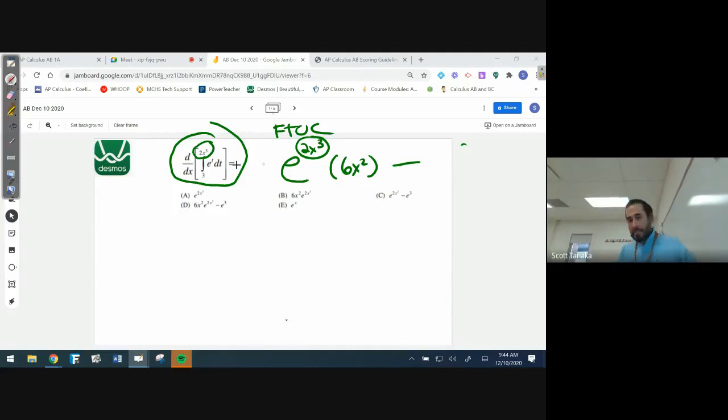And then it's minus, plug in the 3. The 3 is a constant. So if you plug in a constant, you get a constant. Then if you take the derivative of a constant, you get 0. So the answer is B, 6x squared e to the 2x to the third. Kudos to you guys that got that right.